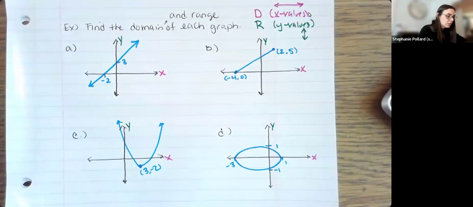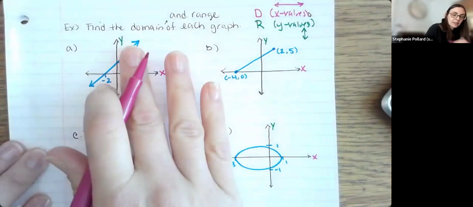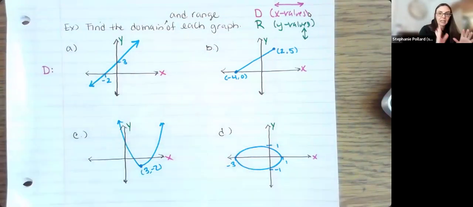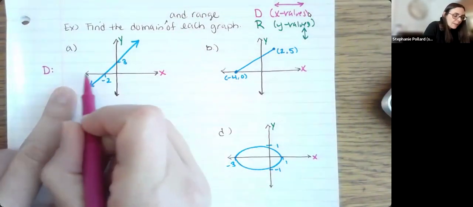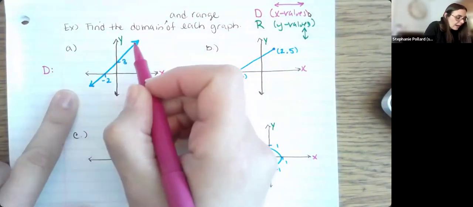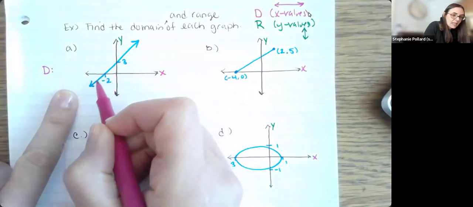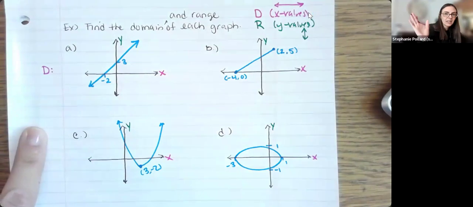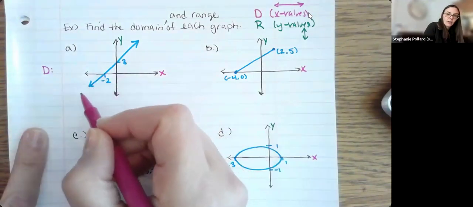So let's do example A first. I'm going to start with my domain. My domain is just the x values, so just think about what's happening left to right, and follow that graph. If I follow my graph towards the left side, I see that it keeps going to the left forever. I know it's going down, but ignore that direction. Just think left and right. This is going to keep going left forever.